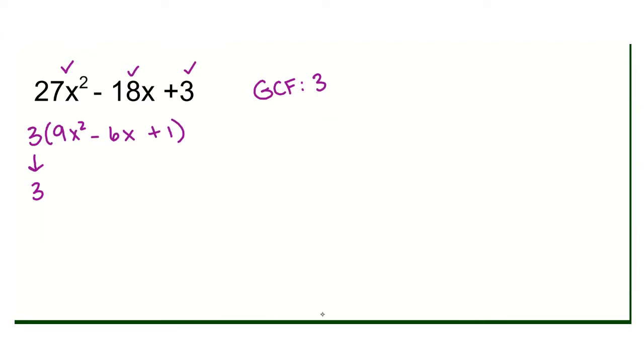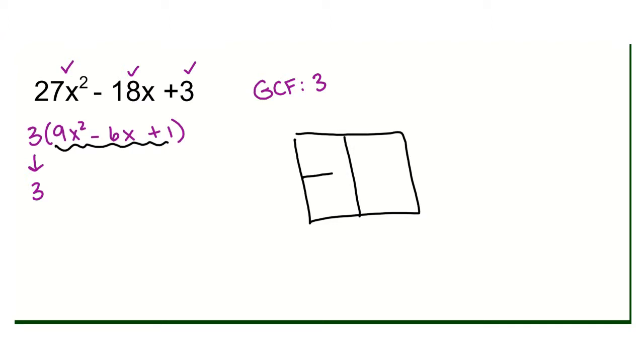Next, I want to factor completely, meaning I want to factor what's inside parentheses here. To do that, I'm going to use the area model. So my first term is going to go in the first box, and my last term is going to go in the last box. You always multiply the first number by the last number. 9 times 1 is 9. So I'm looking for two numbers that multiply to 9 that add to my middle term of negative 6.